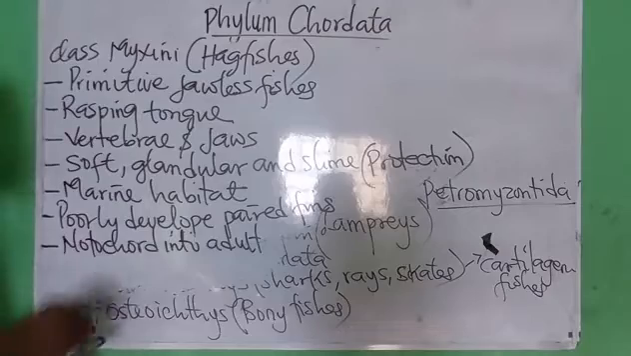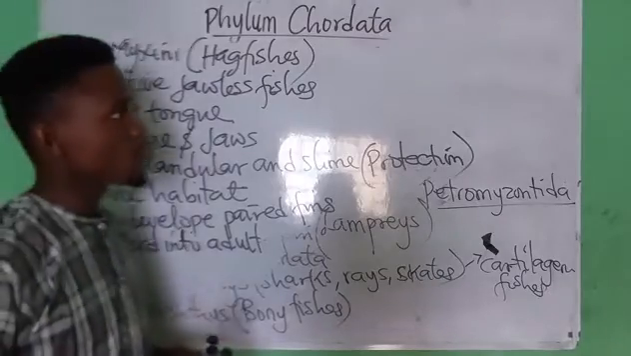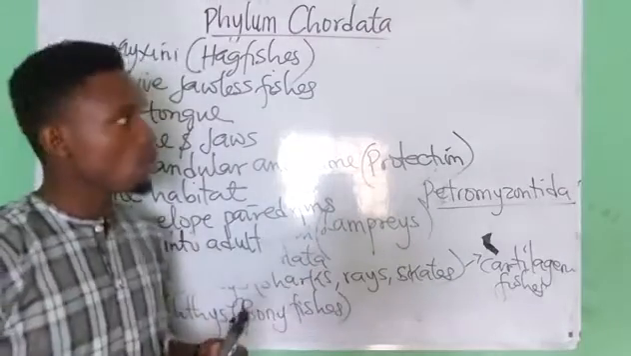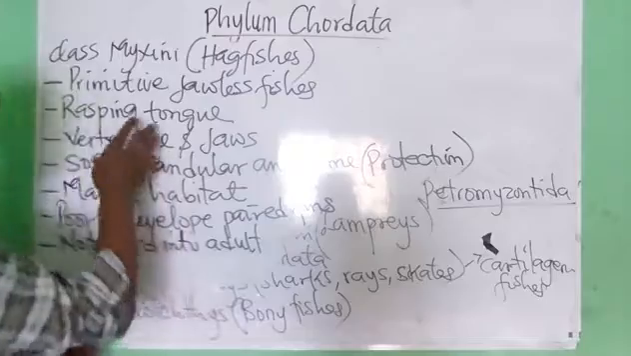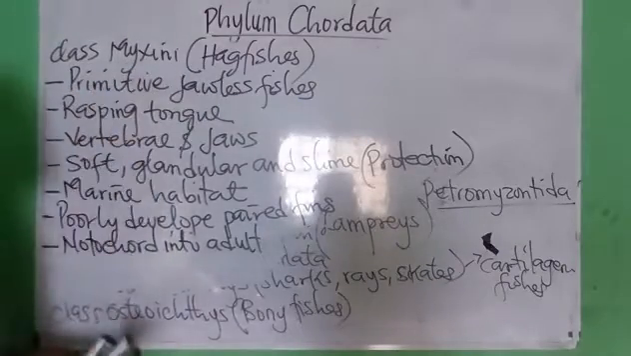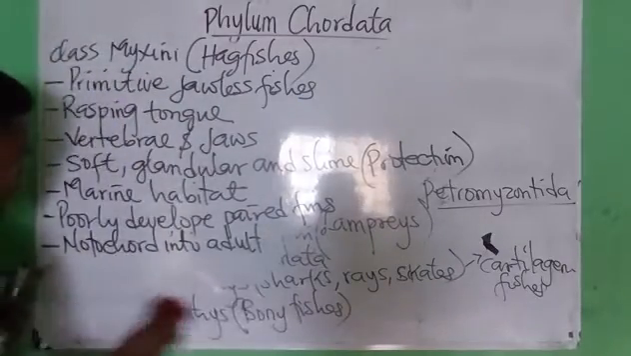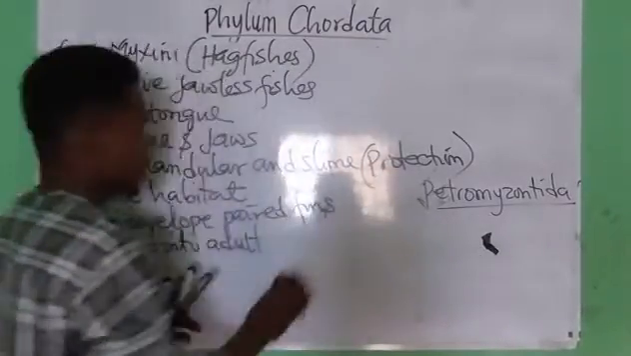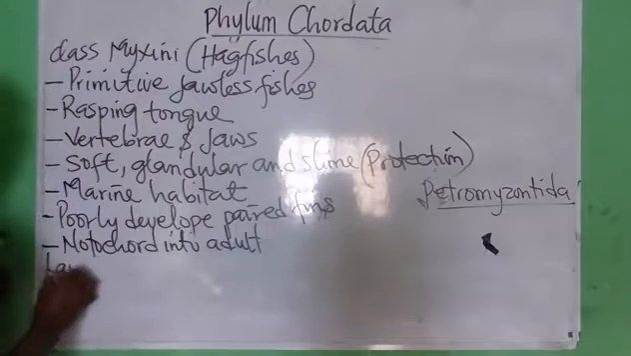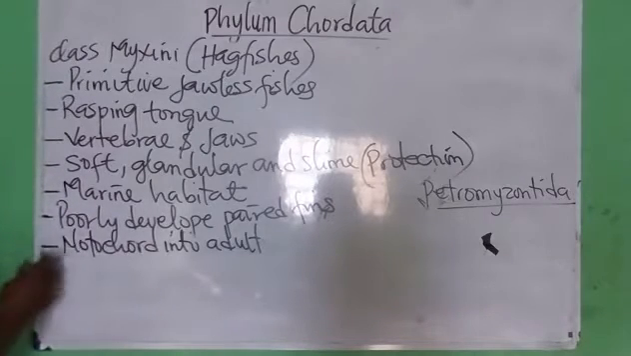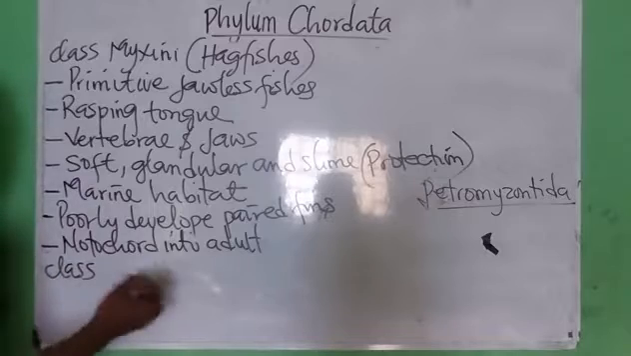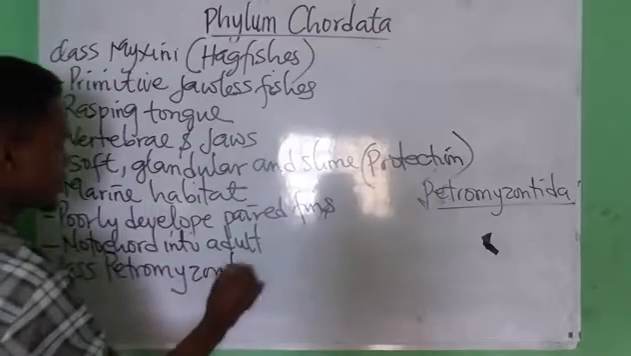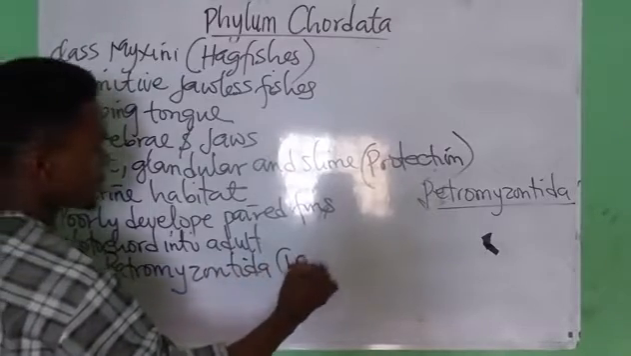It is very important. They also have a gill slit, of course, which is meant for what? Respiration, or for what? Breathing. That is all about the class Myzini hagfishes. Now, another one, of course, is a lampreys. That is class Petromyzontidae. That is a lampreys.